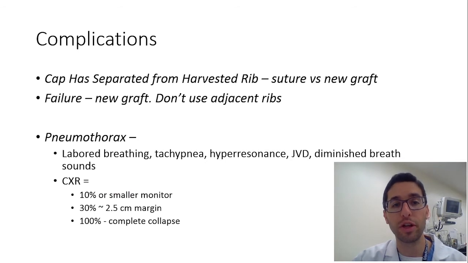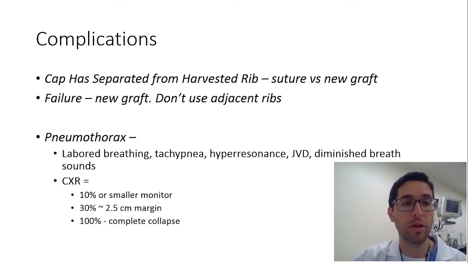Some of the complications from costochondral graft. So in case you ever get asked, what do you do if the cap falls off? The cartilaginous cap separates from the harvested rib. So you have two options.